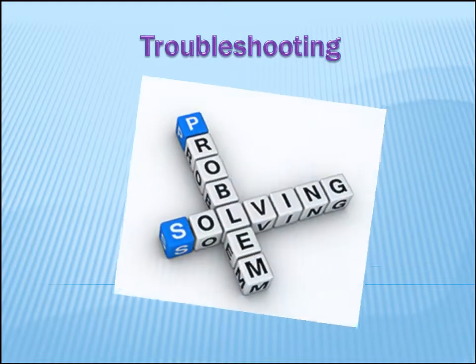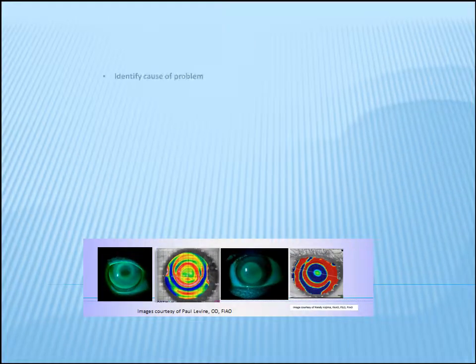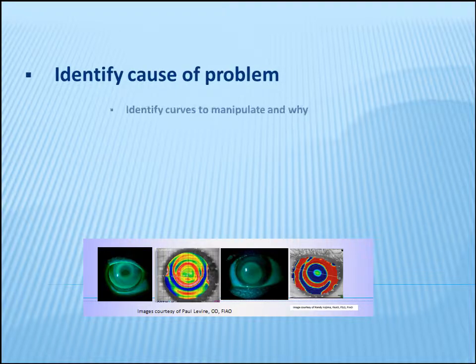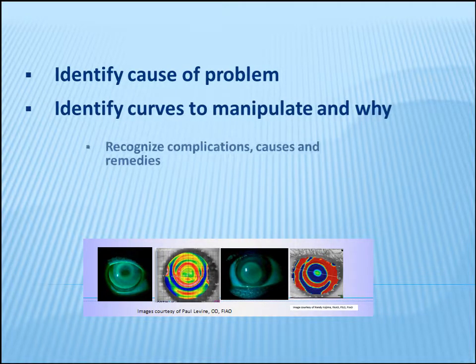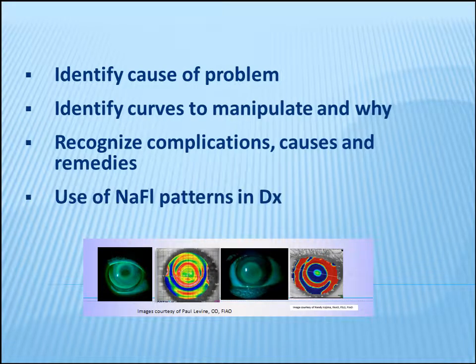Troubleshooting. Well, of course, you have to be able to identify the cause of the problem, and then you have to be able to explain how you would manipulate all the curves and why you would do it in order to fix that problem. Recognize complications, and it would be nice to be able to recognize them before, but of course we can't always do that. But what are the causes? What caused that particular complication to happen in theory, and then how are you going to fix that? And of course, use of the sodium fluorescein patterns in diagnosis and also in fitting. This is going to be a very important part of the exam, so you have to be an expert in this sort of analysis.